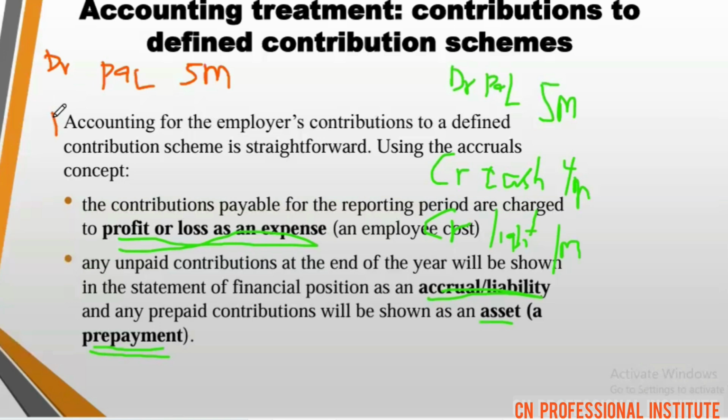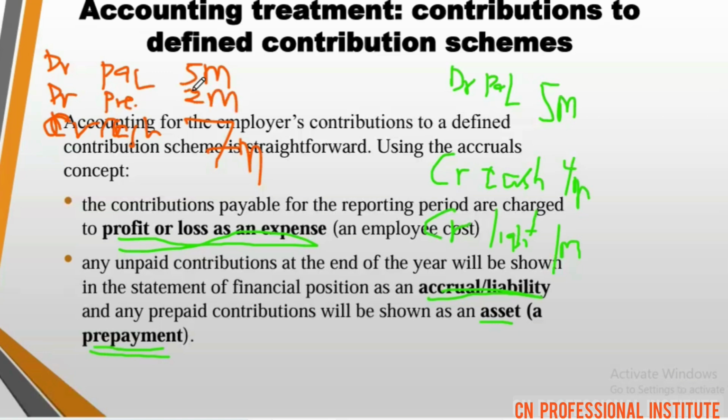Are you following? So there will be the P&L, but what do we credit? We will credit our cash with 7 million, because let's say they paid cash. They paid 7 million. And the remaining debit, the difference, should be debited because we are crediting more. The remaining debit should be an asset, a prepayment. So they have to debit prepayment, which is an asset, of 2 million. So we have an asset because we have overpaid.